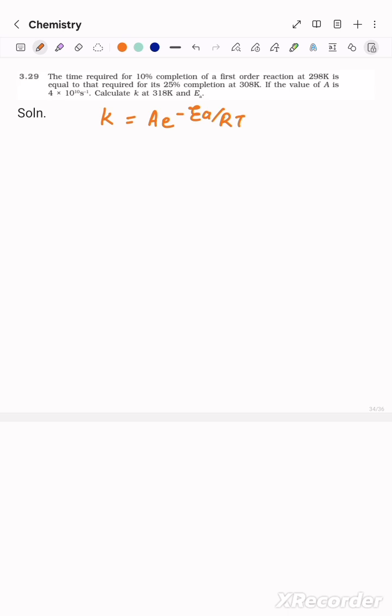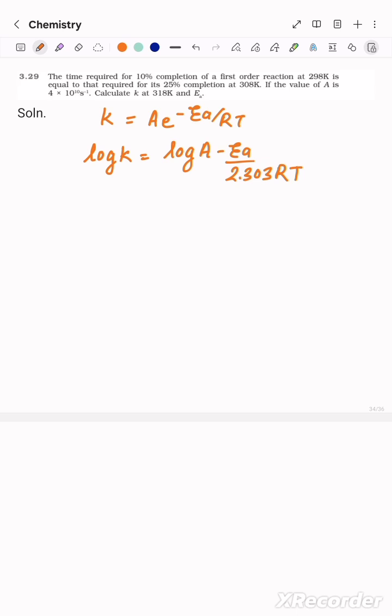Now we take log of this equation. So here we take log on both sides. Log K is equal to log A minus EA by 2.303 RT.